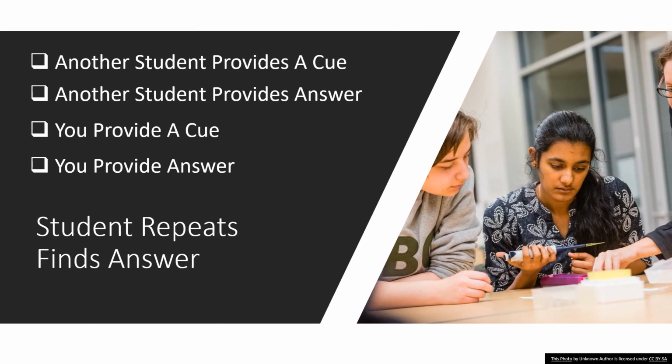To use this technique, there are several different options a teacher can choose. The first is the teacher can ask another student to provide a cue to help the student that doesn't know the answer come up with the answer. She can ask another student to provide the answer and then have the student repeat the answer. The teacher can also provide the cue themselves and then have the student find the answer, or the teacher can provide the answer herself and then have the student repeat the answer. The most important part is the student repeats or finds the answer out loud.